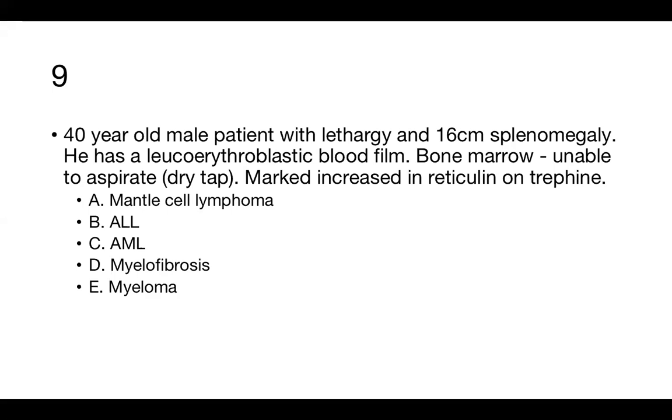Sir, I will go with option D. Option D, myelofibrosis. Why? Yes, sir. Because first of all, splenomegaly is seen there. And it said that the bone marrow was unable to be aspirated, because in myelofibrosis we mostly see that the bone marrow is fibrosed, sir. That's why. Okay, fine. I'll come back to you, okay? Let me get some answers if others are ready. Yes, anyone?